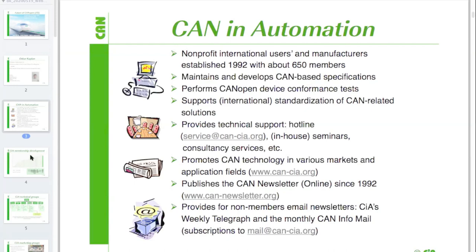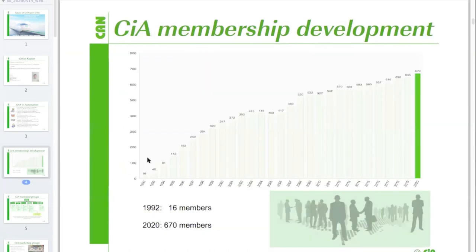CANopen Automation has grown ever since, and there were plenty of companies wanting to work with CANopen, so we had to organize them into a membership organization. As you can see, we started with only 16 companies, let's say, and some private persons who wanted to join us. Up to now it has become 670 members throughout the big branches, big industries around the world.